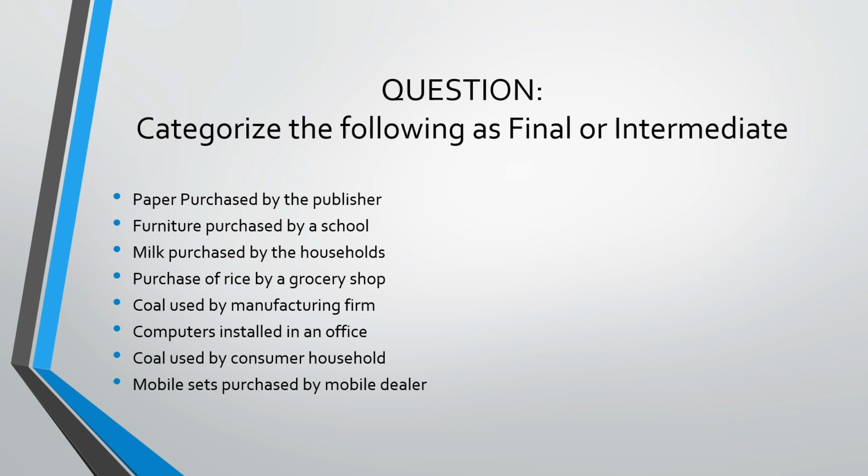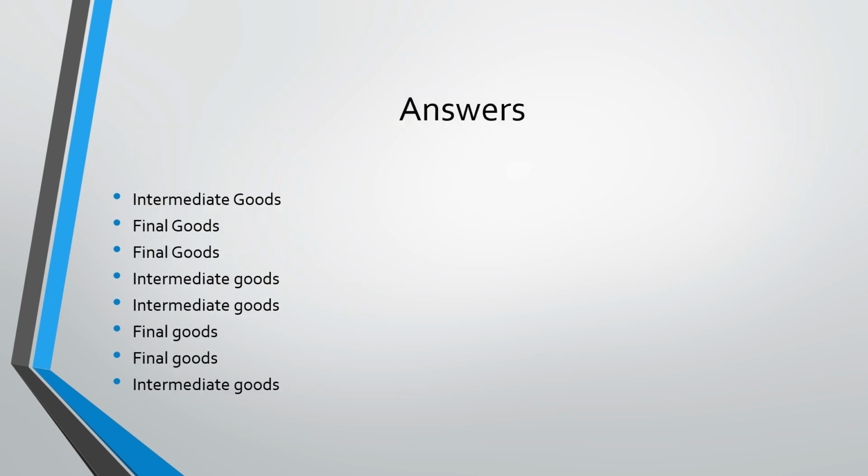Furniture purchased by a school, milk purchased by households, purchase of rice by a grocery shop, coal used by a manufacturing firm, computers installed in an office, coal used by a consumer household, mobile sets purchased by a mobile dealer. Please categorize these goods. You have the time. After you write the answers, you can check in the next slide. Now here are the answers along with the explanation.